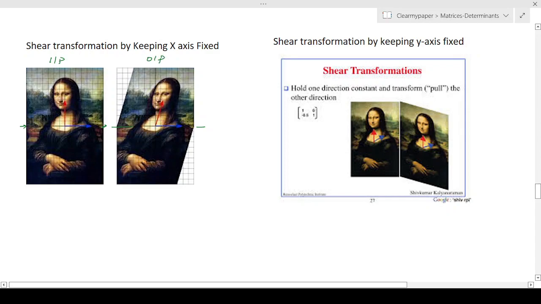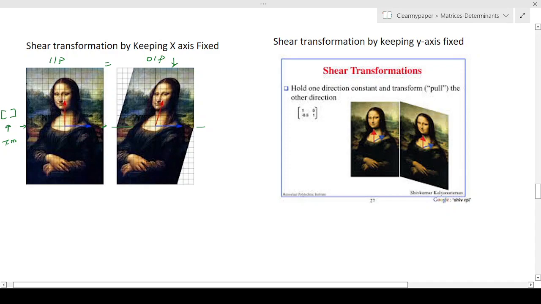Let's say you have to write a computer program for computer graphics or animation, where you will be given an image like this of Mona Lisa, and you need to create a shearing effect keeping the x-axis fixed, and the effect should look like this. How do you do that? So basically we know it's going to be some sort of matrix multiplication. We will take a matrix multiplication on the left side here, which is a transformation matrix, and apply it on this input to give this output. We know that. So we need to find out what that matrix is.